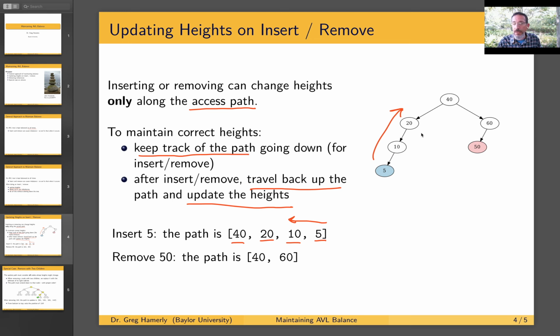If instead of doing an insertion, we were doing a removal, and say we were removing this node, 50, the path for that removal would be 40 to 60 to 50.